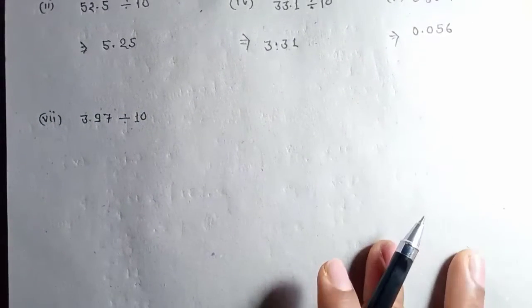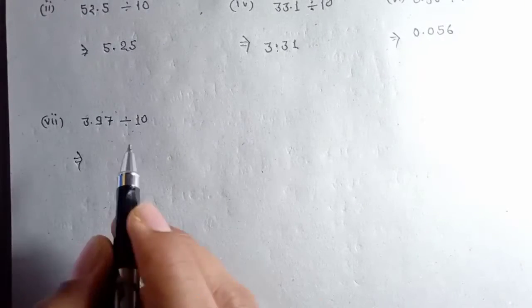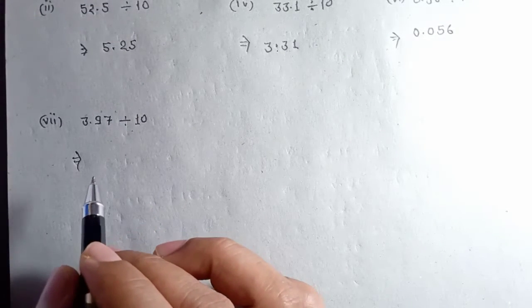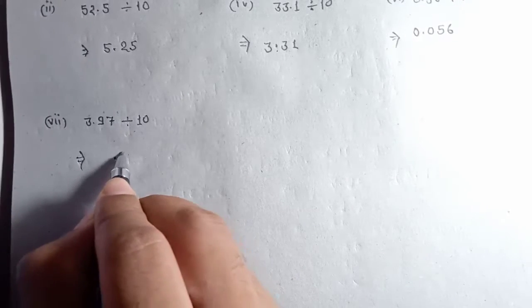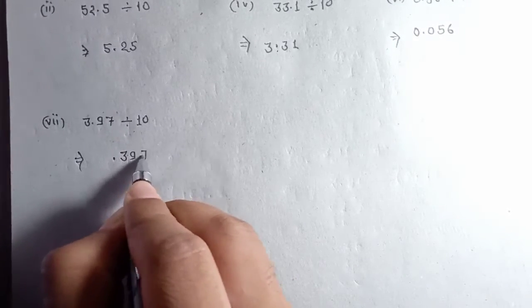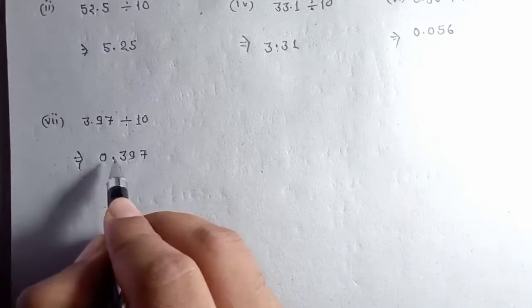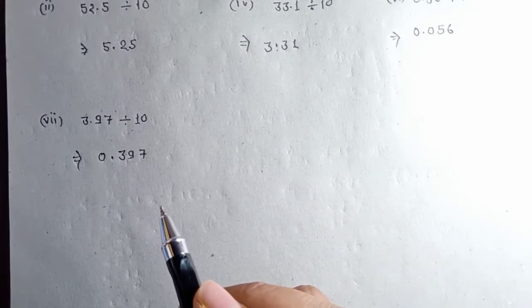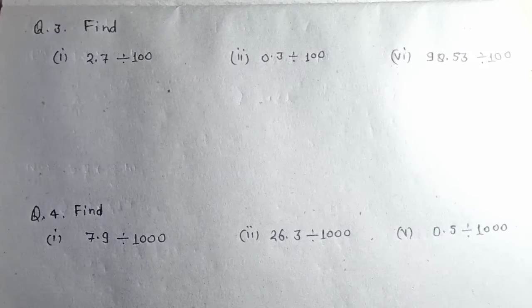Now we have to divide this 3.97 by 10, and do you know what you get? Again, you have to displace this decimal point to the left hand side by one digit, and you will get 0.397. But you need to know here there must be 0 before the decimal sign if nothing is written there. So it becomes 0.397.